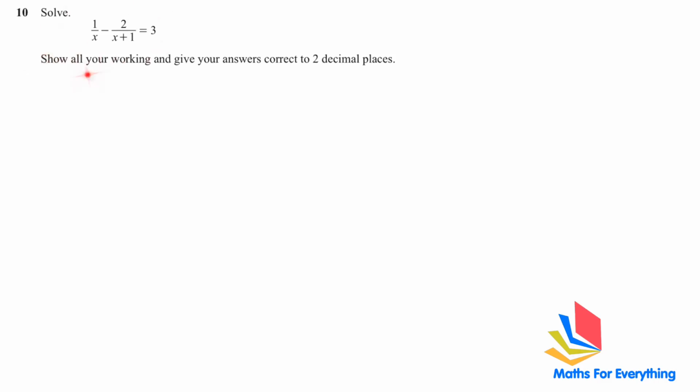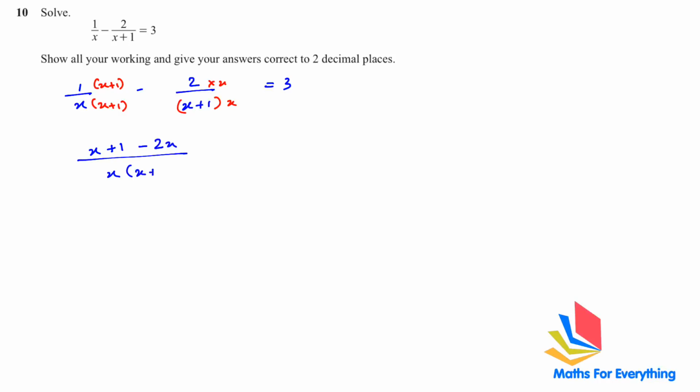Question number 10 is an algebraic fraction and we have to solve it. Whenever you have a fraction, whether algebraic or otherwise, if it involves a plus and a minus, you need to have a common denominator. That is the reason we are going to multiply by x plus 1 in the denominator and in the numerator, and here we are going to multiply by x. Now when we simplify, we get 1 multiplied by x, x, and 1 multiplied by 1, 1, minus 2x. Because the denominator is the same, we can write it as 1.